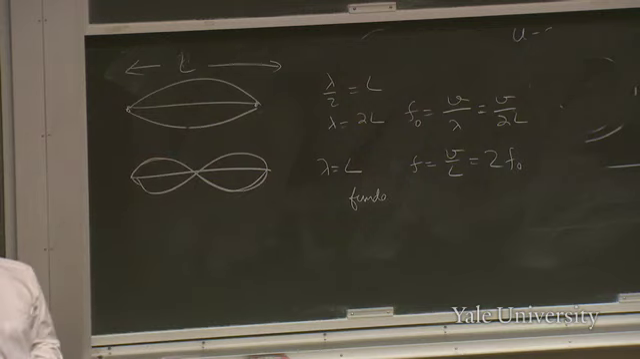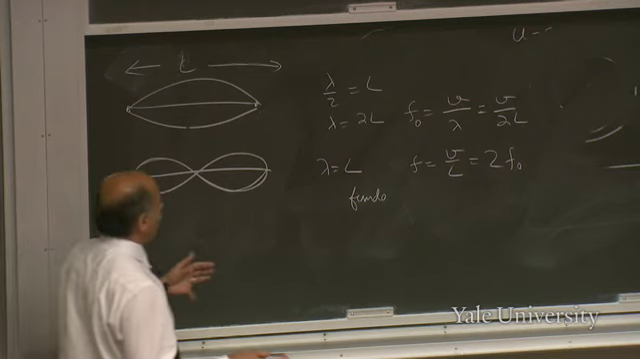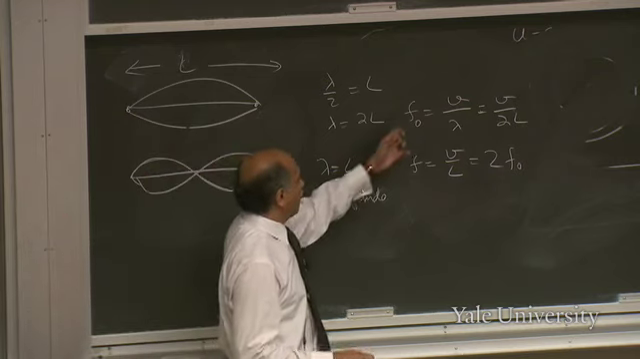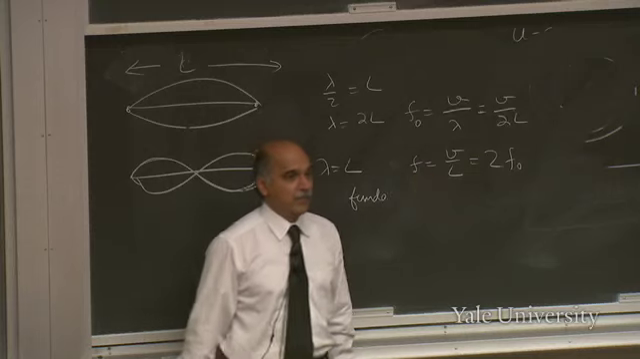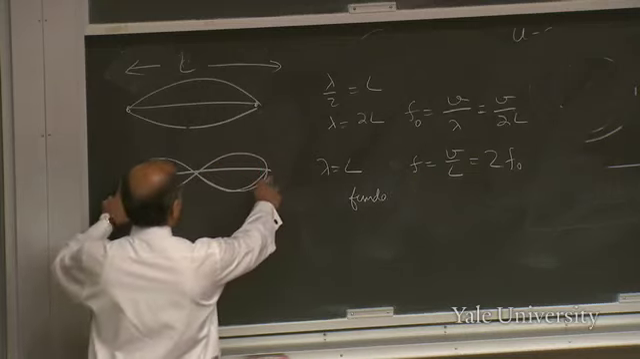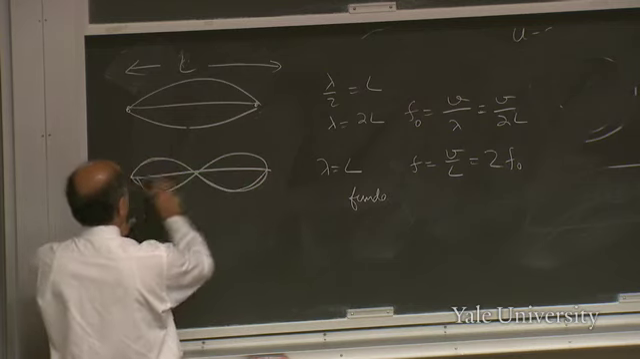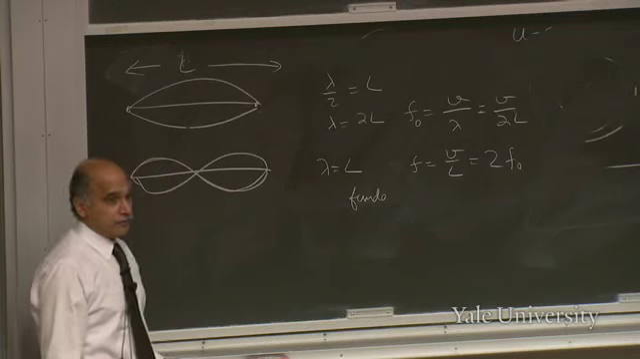So the bottom line is very simple. A string clamped at two ends and has length L can only vibrate in either the fundamental frequency or an integer multiple of the fundamental frequency. And when it does that, the two ends of the string will be nodes, and you can have any number of antinodes in between, provided you start with a node and end with a node.